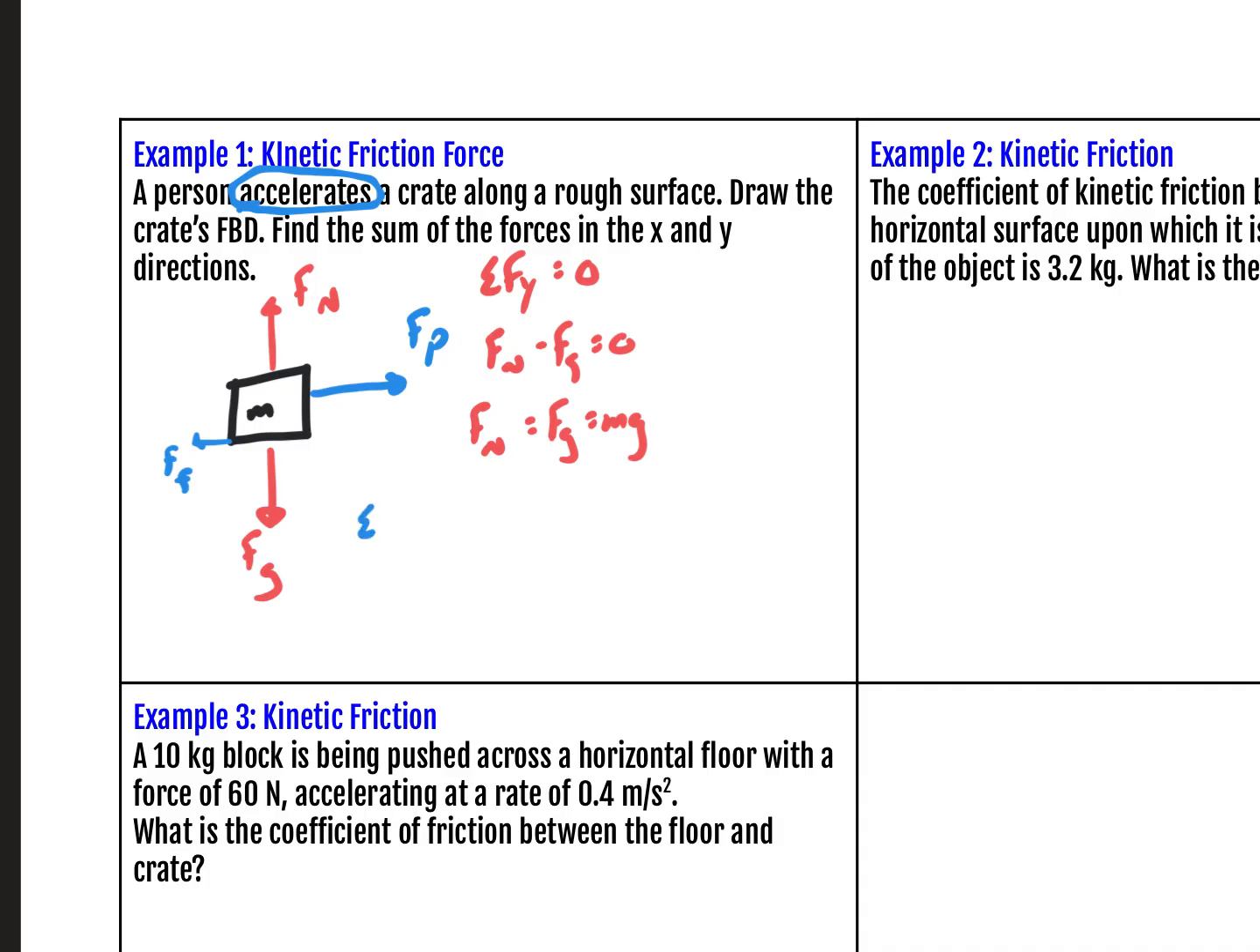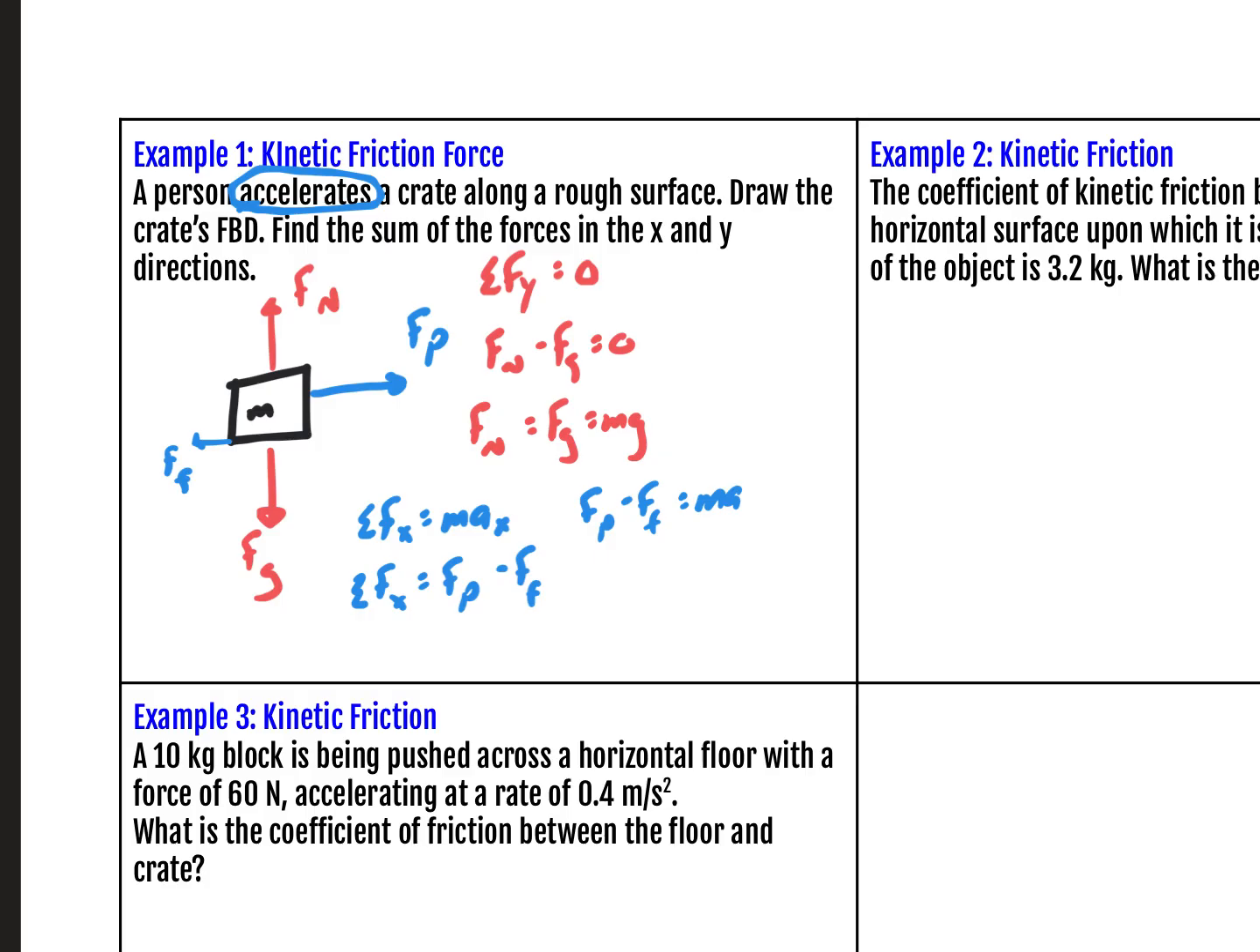In the horizontal direction, though, we knew that the box was accelerated across. So in the x direction, there is some type of acceleration happening. The forces responsible for providing that are the person pulling it to the right, how we've drawn it, and the friction pointing to the left. When we sub those guys in, we have Fp minus Ff equals m times the acceleration.